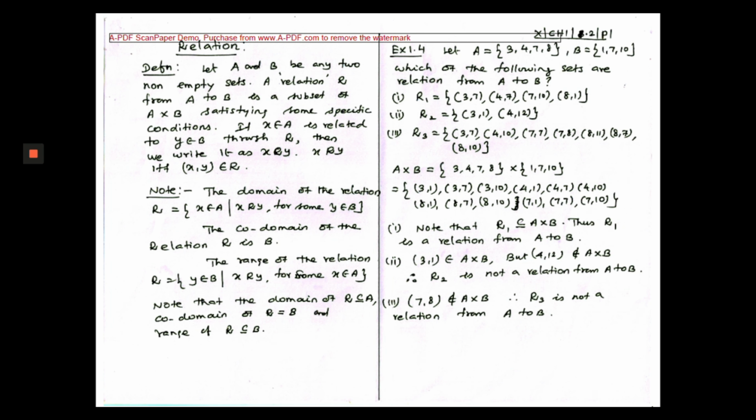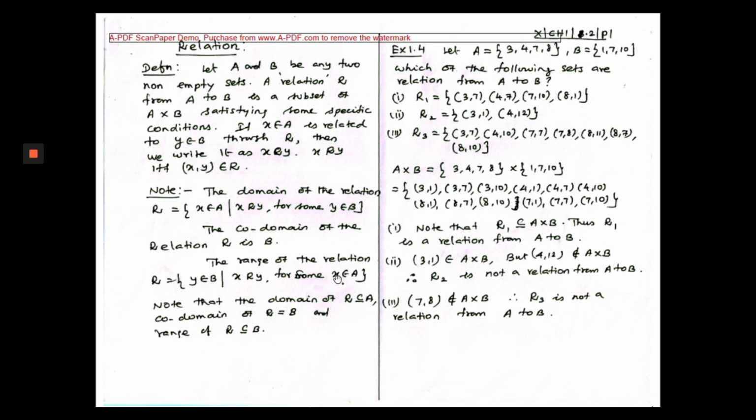That's all. The domain of the relation capital R is equal to X belongs to A such that X is related to Y for some Y belongs to B. The codomain of the relation capital R is B. The domain of the relation is X belongs to A. So always the set A is domain. The set B is called codomain. The element from the set A is related to set B, so (X, Y). Now the set of all images is called range.